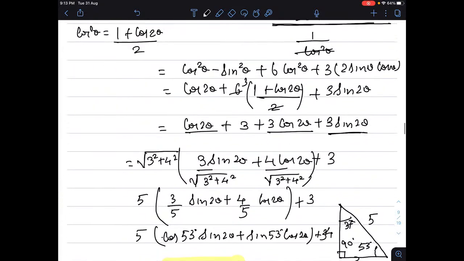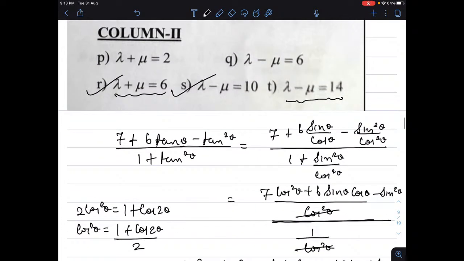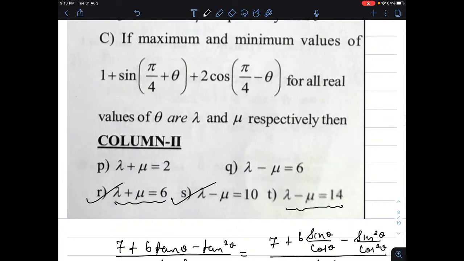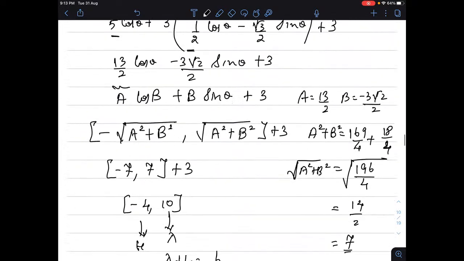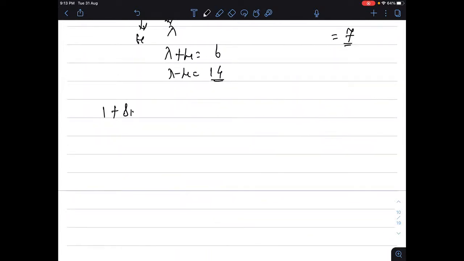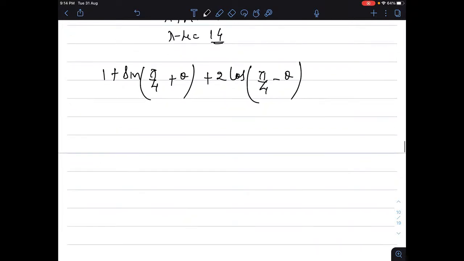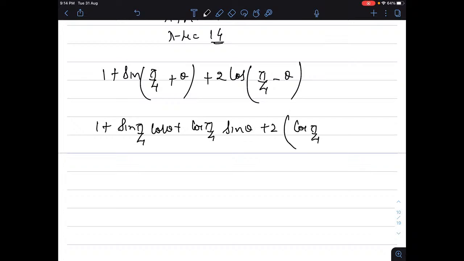Okay, so let's move on to the next question. What has been given to us? Great Manu. 1 plus sin pi by 4 plus theta plus 2 cos pi by 4 minus theta. And they are asking the maximum and minimum value of this expression. So we do know the formula for sin a plus b: sin a cos b plus cos a sin b, plus 2 times cos a minus b: cos a cos b plus sin a sin b.